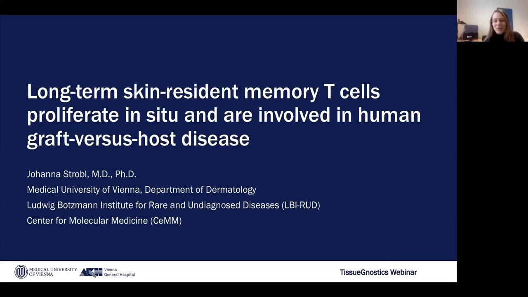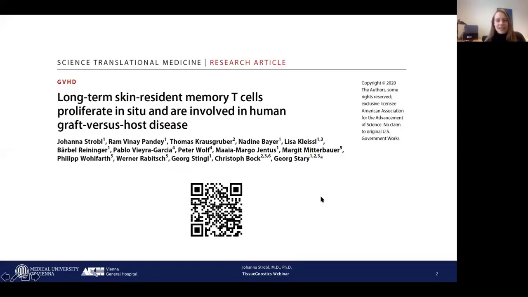Today I would like to show you our data on long-term skin-resident memory T cells that proliferate in situ and are involved in human graft-versus-host disease. This paper was published in Science Translational Medicine recently, and if you want to check it out, you can scan this QR code right here.